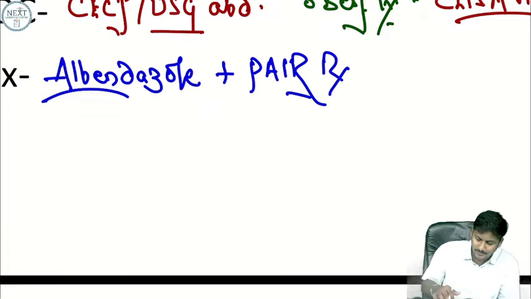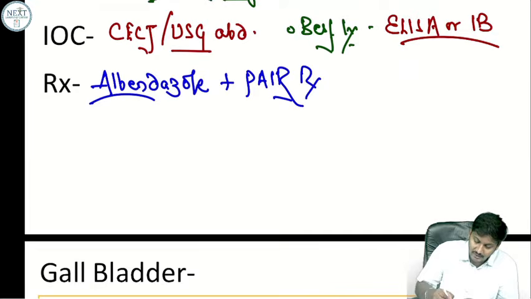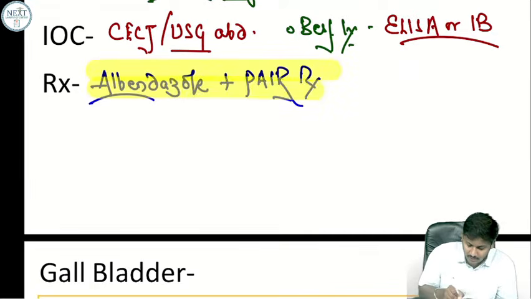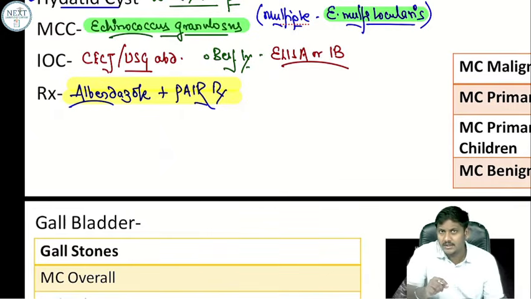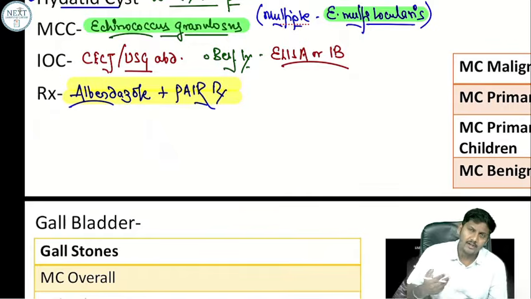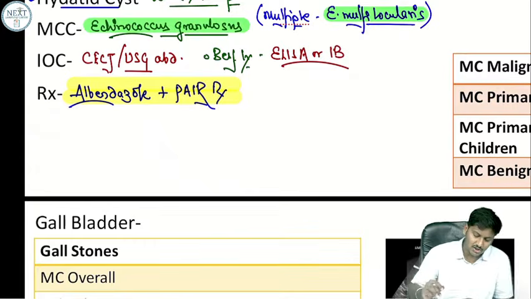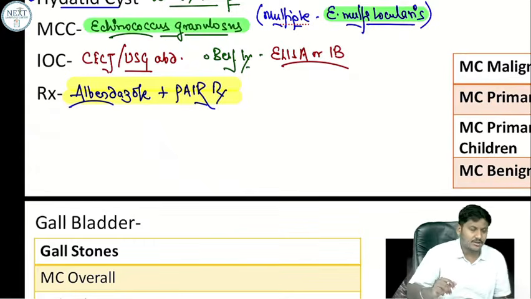And when I talk about PAIR therapy, what is PAIR therapy? PAIR therapy is percutaneous aspiration, injection of scolicidal agents and reaspiration. That means we first drain all the fluid collected inside that cyst. After that, once the cyst is empty, you inject scolicidal agents inside it. Then after waiting for some time, you reaspirate the scolicidal agents back. That is PAIR therapy, percutaneous aspiration, injection of scolicidal agents and reaspiration.